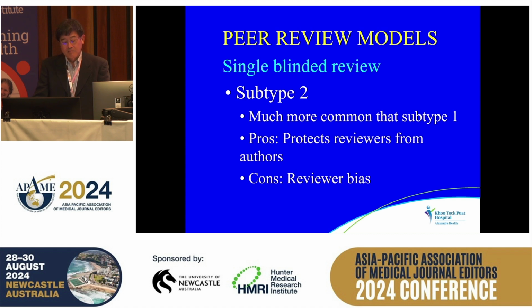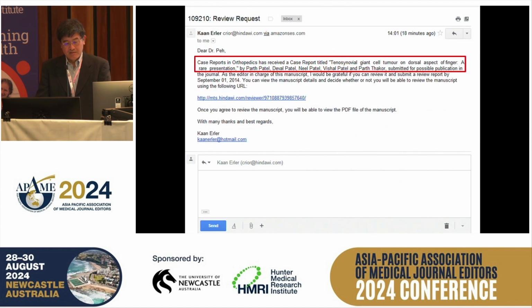The reviewer, as a reviewer knows who the authors are, they could be more severe on people they don't like, although they should declare conflict of interest, or they may be overawed by a big-name author and give a more favorable review. So this is just an example from a journal which I reviewed for.